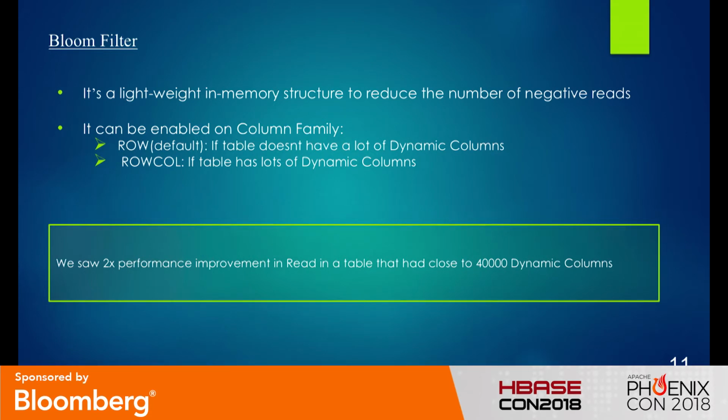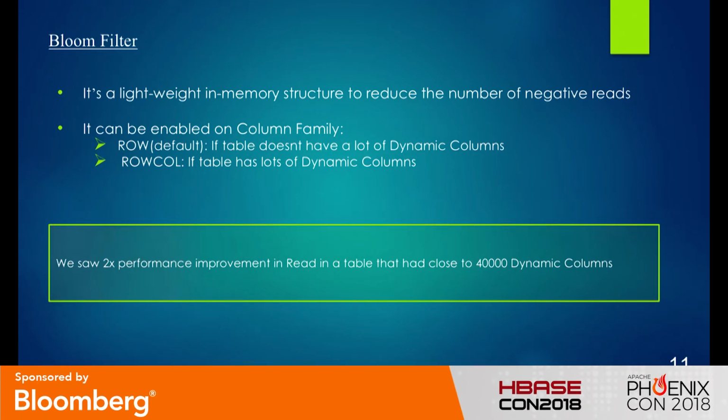By default, it's enabled at the row level, and most of the time that makes sense, because if you have static columns, you don't have any variance in column names, so you just want to build a Bloom filter on the basis of row values, the row key. But in some cases, there is another setting where you can enable the Bloom filter at the column level. What this does is it takes the row key as well as the column name, and then it starts building Bloom filters on that.